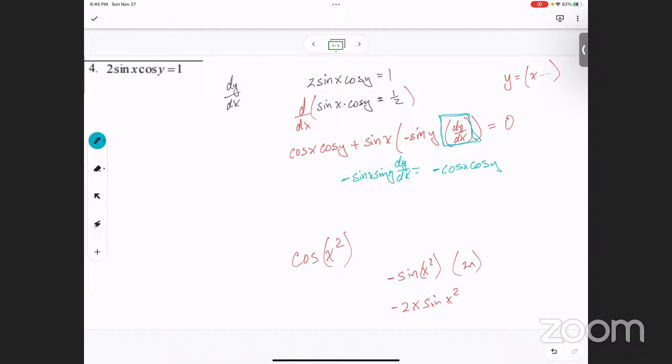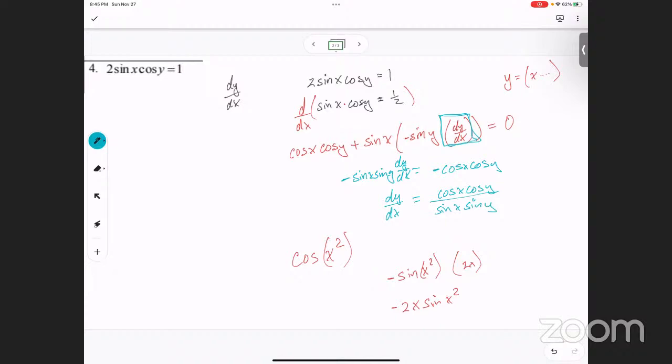Got it? And now I'm going to divide both sides by negative sine x, sine y, which is going to give me what? Positive cosine x, cosine y all over positive sine x, sine y. Right?